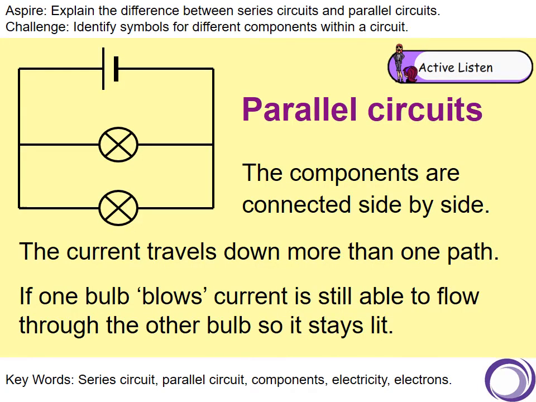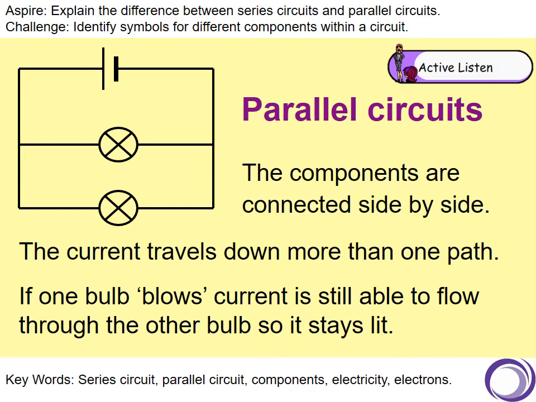So the second circuit is a parallel circuit. As you can see, the two bulbs are set in parallel to each other. The components are connected side by side. In this circuit, the current can travel down more than one path, and you can see where the current could split and go down either path through either bulb.